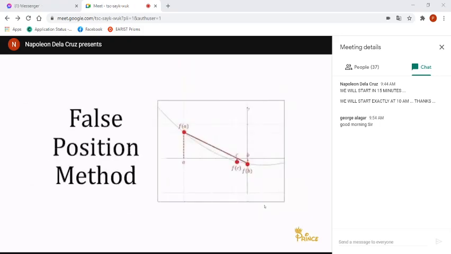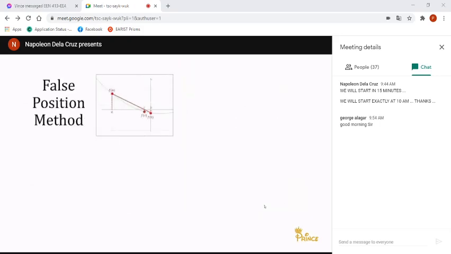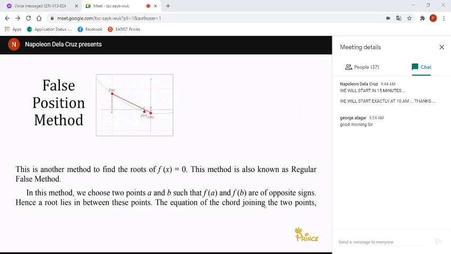Newton-Raphson lang pala. Okay, the false position method actually is a method to find the roots, again, using numerical methods. This method is also known as regula falsi. Sa ibang libro, makikita nyo ito, regula falsi method. Yung iba, regula false position method. Yung iba, false position method.